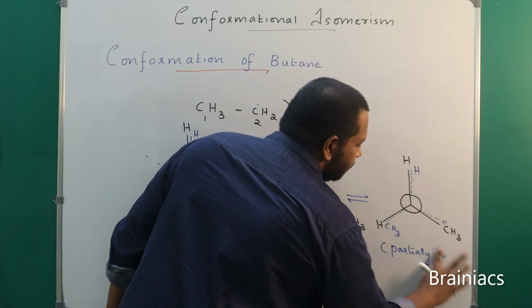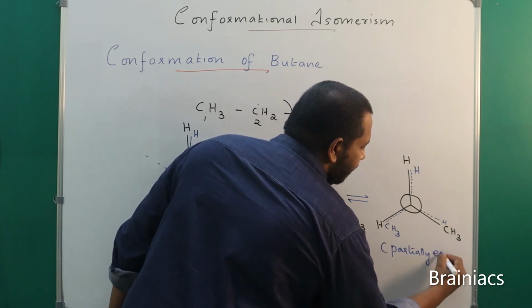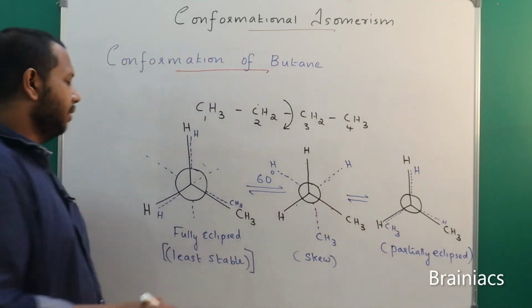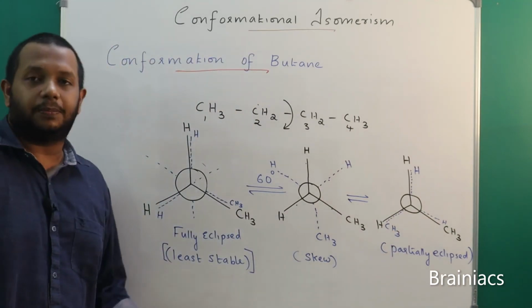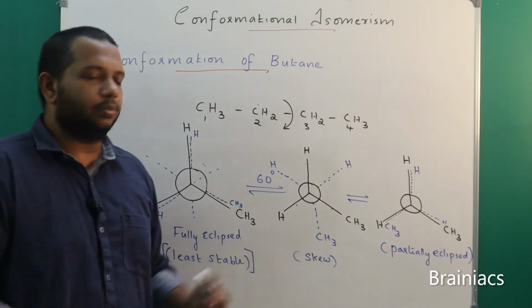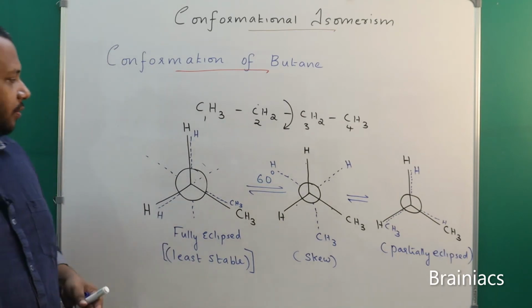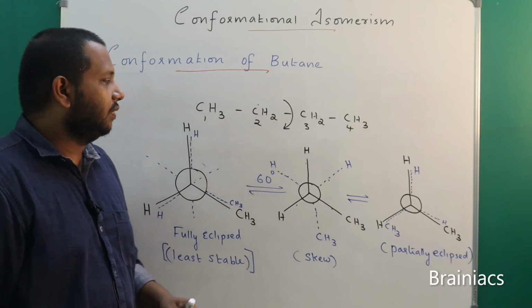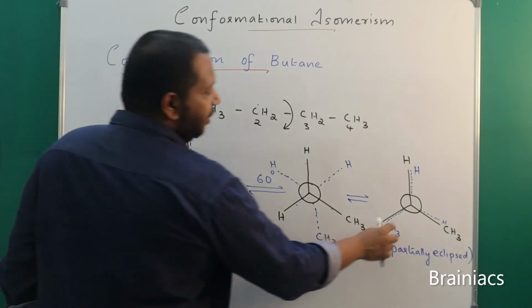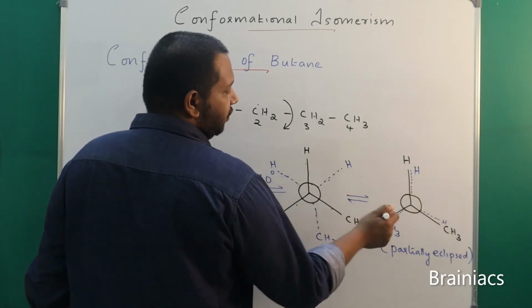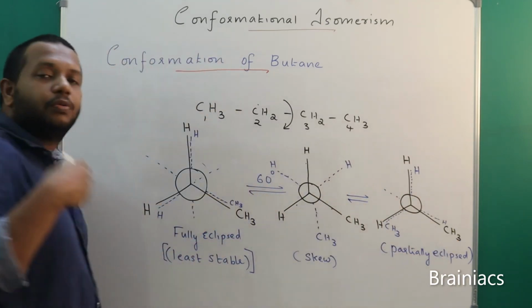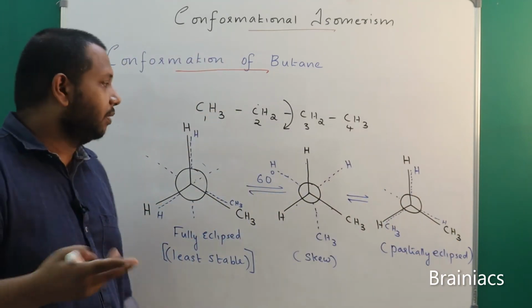Okay, this we call partially eclipsed. And this will be more stable than fully eclipsed, and then skew. Now the last one that we need to draw here is the completely staggered. When we rotate this one more time by 60 degrees, this will come diametrically opposite to CH3. That is called fully staggered. That is the most stable one.